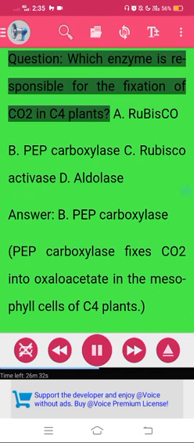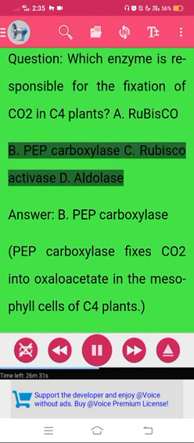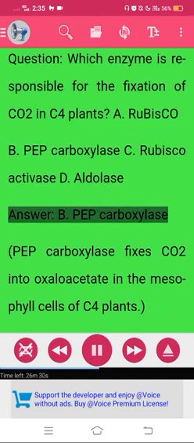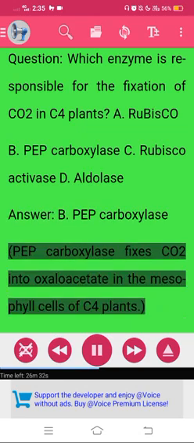Question: which enzyme is responsible for the fixation of CO2 in C4 plants? A. Rubisco. B. PEP carboxylase. C. Rubisco activase. D. Aldolase. Answer: B. PEP carboxylase. PEP carboxylase fixes CO2 into oxaloacetate in the mesophyll cells of C4 plants.